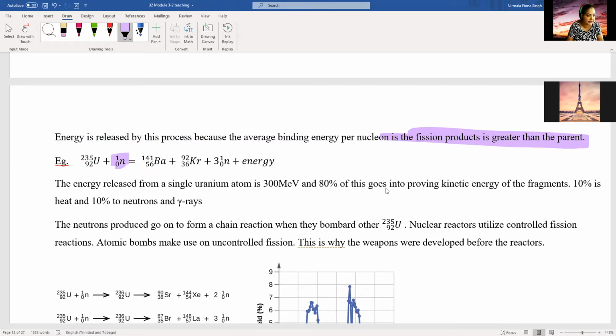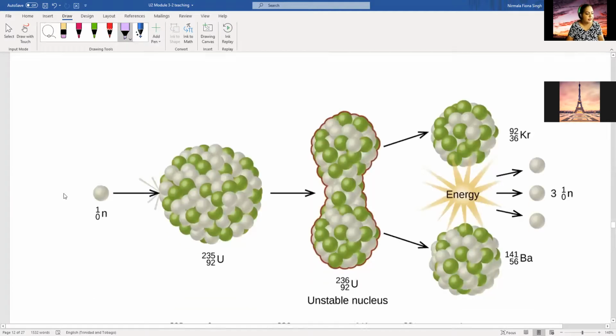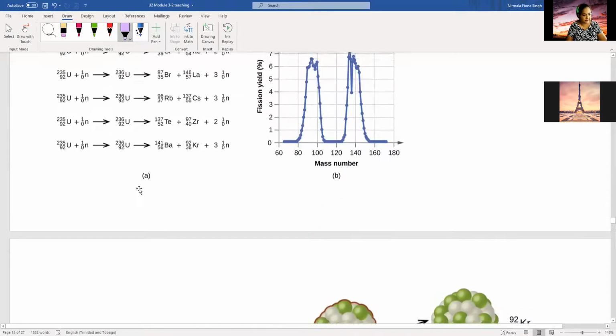It explodes into, now it doesn't always explode into barium and krypton, but in this case, we have barium and krypton with 3 extra neutrons that go on to interact with more uranium-235s to create a chain reaction. We'll see that just now.